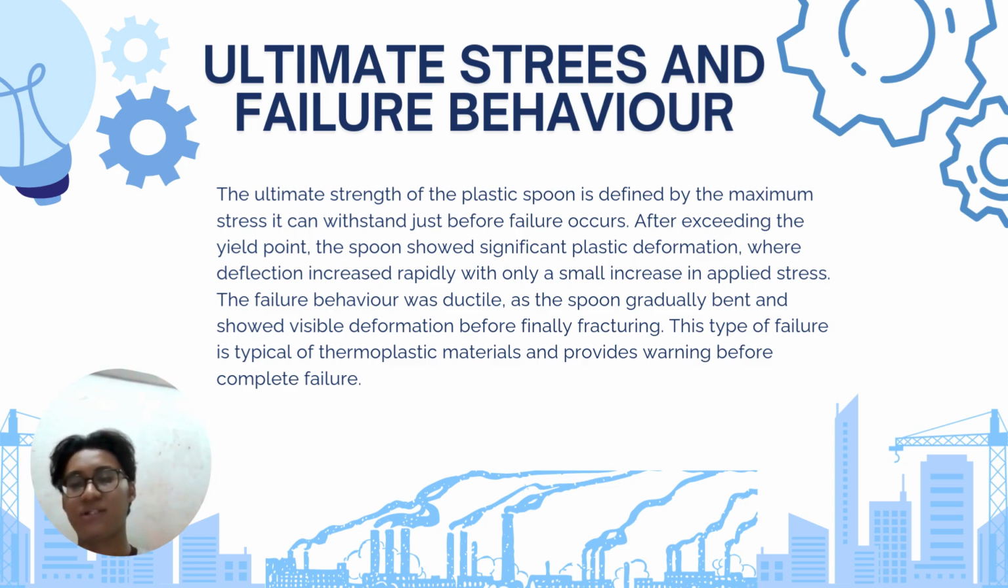The spoon eventually reached its ultimate strength and fractured. However, the failure did not occur suddenly. The spoon bent visibly and showed large deformation before breaking. This ductile failure behavior is typical of thermoplastic material and is beneficial because it provides warning before complete failure, reducing the risk of sudden breakage.